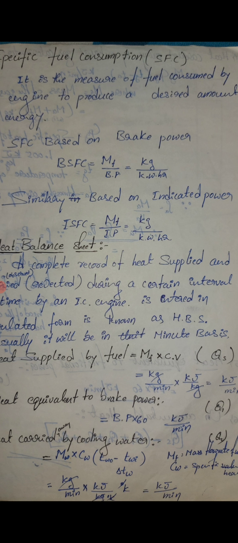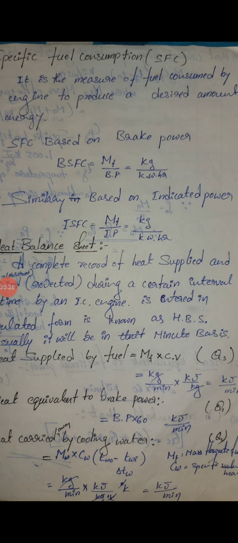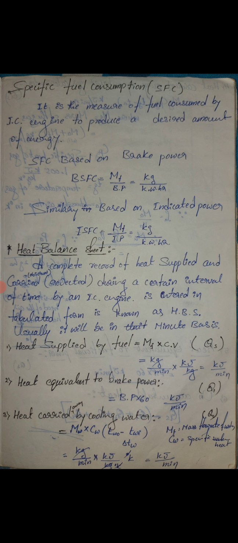Similarly, we can calculate the specific fuel consumption based on the indicated power, that is ISFC. It is given by ISFC is equal to MF by IP. So again it is in kg per kilowatt hour. So this is how you are going to calculate the brake specific fuel consumption and indicated specific fuel consumption. So these are some of the performance parameters, students, where we are going to solve the numericals.